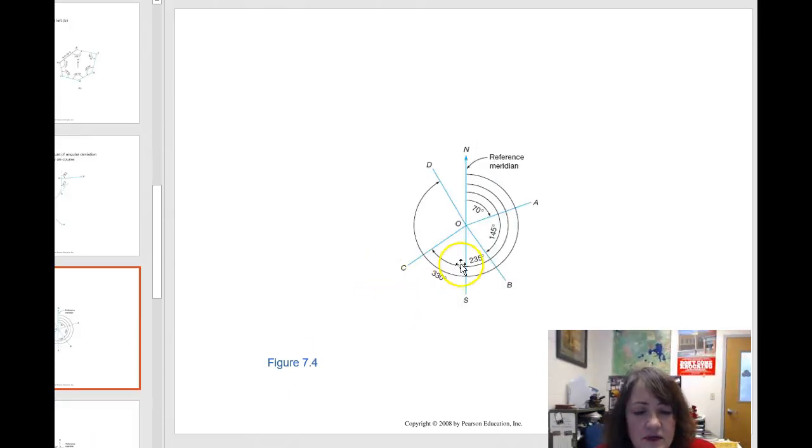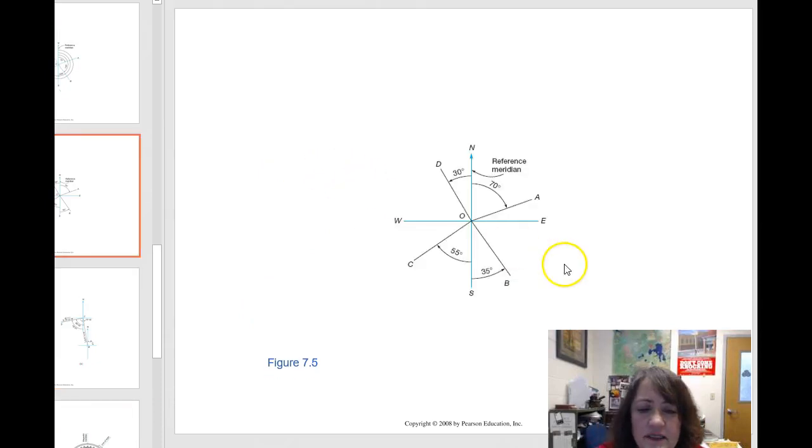All right, so here we have a reference meridian, like here we have north, and we're talking about azimuths, right? So line D, we spin around 330 degrees. Line C, we spin around 235 degrees, and so forth. But the way that we generally compute azimuths is from north in a clockwise direction.